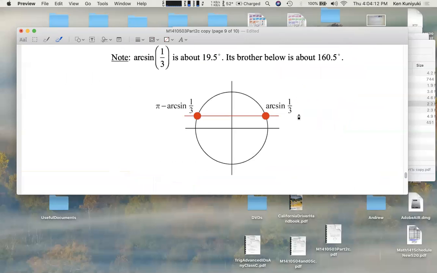More cleanly, over here. The best representative for this point here in quadrant 1 is the reference angle, the acute angle, arc sine of 1/3. His brother over here, what's the best representative for this brother point over here in quadrant 2? Well, pi minus the reference angle. These guys have the same reference angle. Okay, here's arc sine of 1/3. Okay, is the same reference angle, arc sine of 1/3 in blue here.